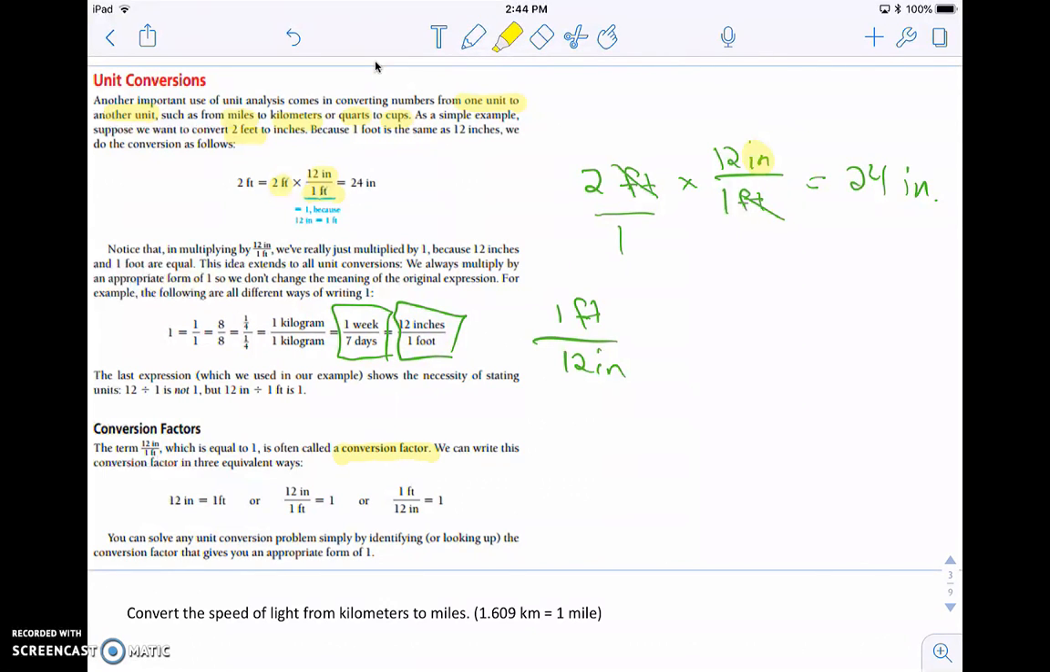Again, there are so many different names. This book calls it the conversion factor, and you can write it several different ways. When we look at 12 inches equals 1 foot, you can say 12 inches equals 1 foot, or 12 inches over 1 foot is equal to 1, or 1 foot over 12 inches equals 1. There are 3 different ways to represent the same idea. Mainly, we're going to be using these ideas to do some conversions. It just depends on what we are trying to convert to.